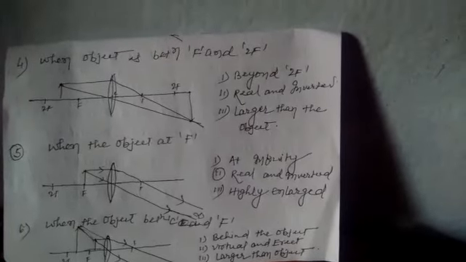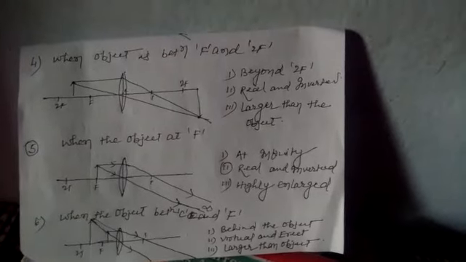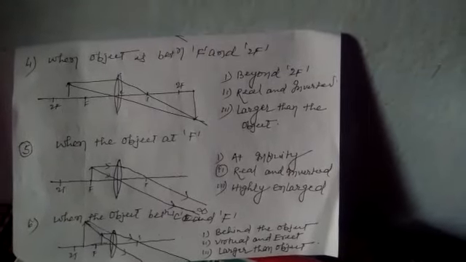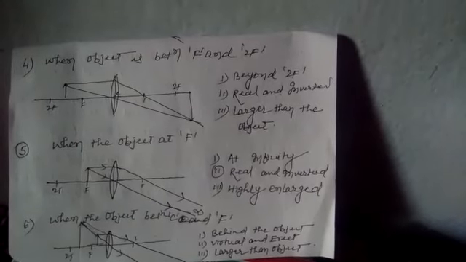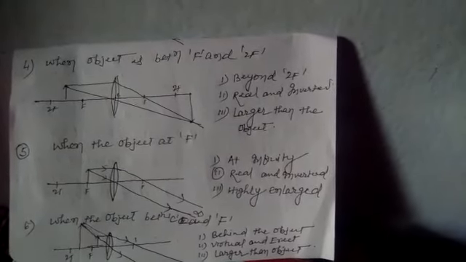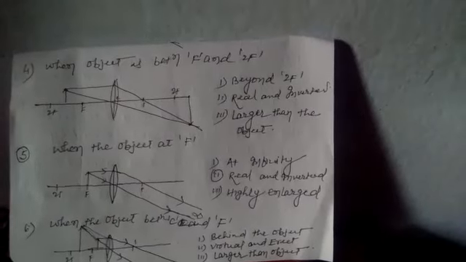So the 1st, 2nd, 3rd, 4th and 5th conditions have real images, and in the 6th condition, when the object is between optical center and focus, the image will form virtual, erect and larger than the object. Only one condition has a virtual image and the other 5 conditions have real images.